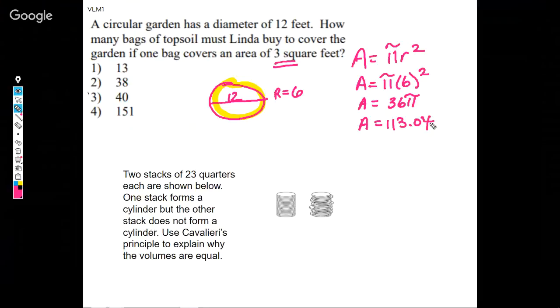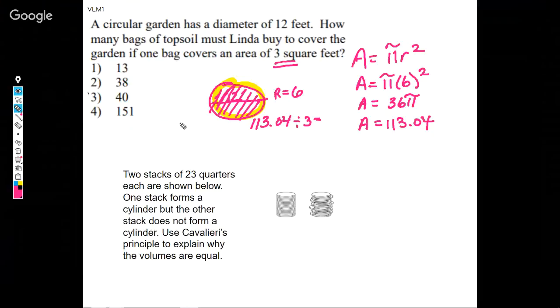Now, here's the problem. It tells us that one bag covers 3 feet. Who's got an idea about how to do this now? We could multiply by 3, but that means that each one of those needs its own bag. So what this is saying is this entire thing is 113. That's a good guess. Who's got another guess? If this whole thing is 113, we divide by 3. Yep. So we're going to divide this by 3.